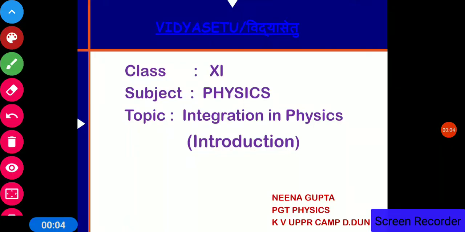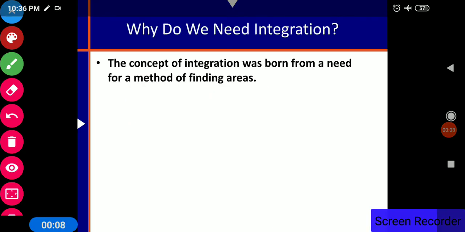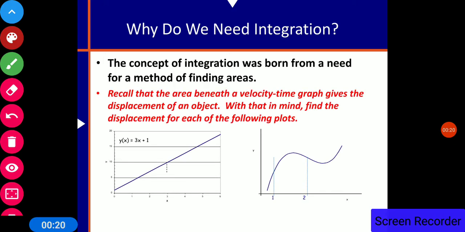Let us discuss integration in physics. Now, why do we need integration? The concept of integration was born from a need for a method of finding areas. Recall that the area beneath a velocity time graph gives the displacement of an object. With that in mind, find the displacement for each of the following plots.